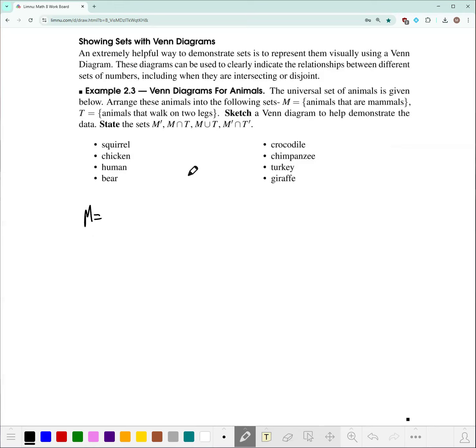Okay, so I'm going to start by making my two sets, M and T. So M is going to be mammals. So let's start our set with the brackets. Squirrel is a mammal. I'm just going to do shorthand for this. On the diploma, you need to write these all out. I just don't want you to have to watch me do this. Chimps are mammals. Humans are mammals. Bears are mammals. I'm going to do full bear. And giraffes are mammals. Okay. Turkeys, chickens, and crocodiles are not mammals. So they are not included in this set.